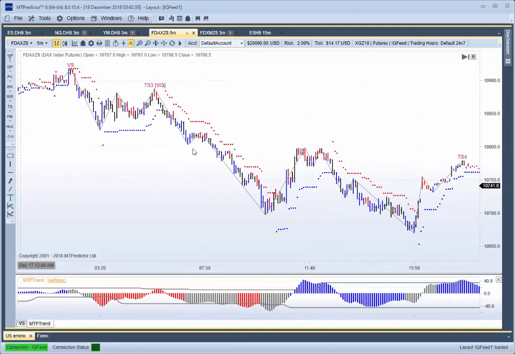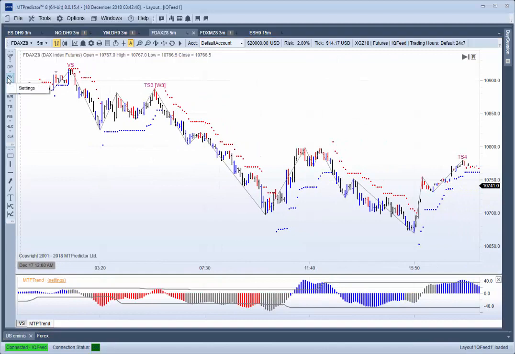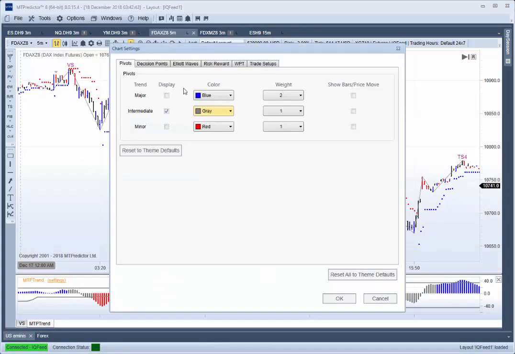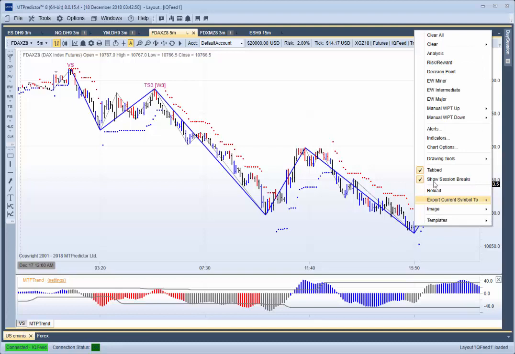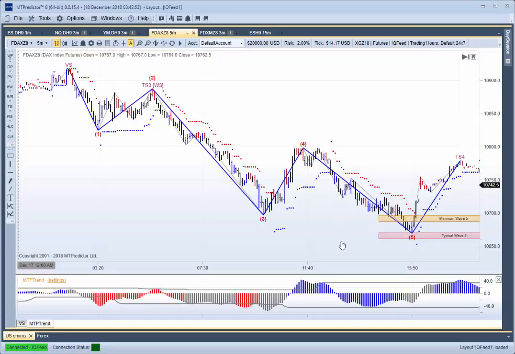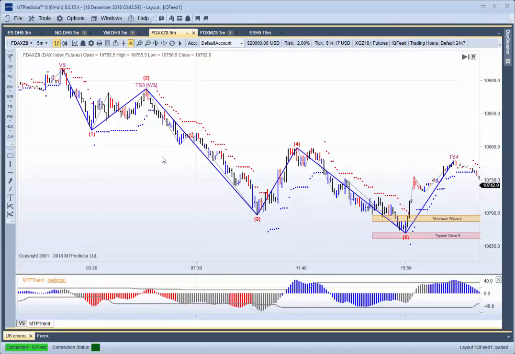Well, if I scroll out a bit, and if I just put our major pivots on, you can see that we have a sequence going down here, and I just want to right mouse click here, do Elliott wave major, and you can see here the DAX made a 1, 2, 3, 4, 5, a 5-wave sequence with the low there right at the typical wave 5 WPT. So a nice Elliott wave 5-wave sequence.